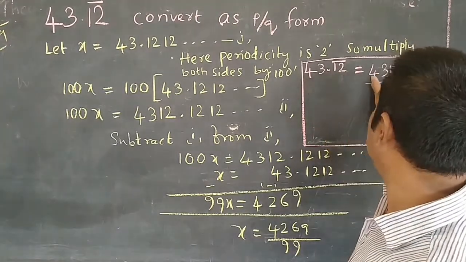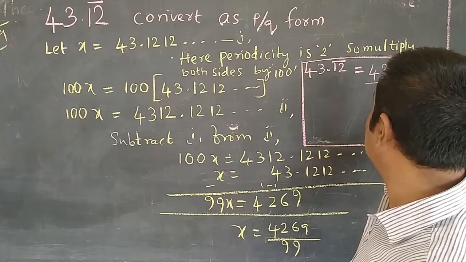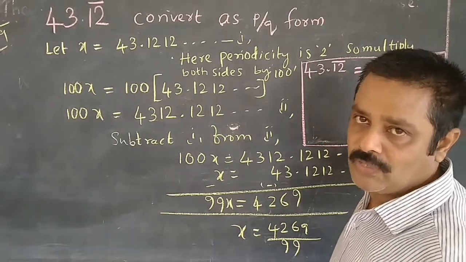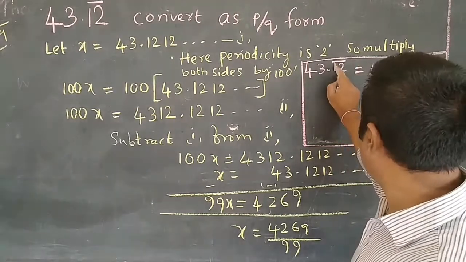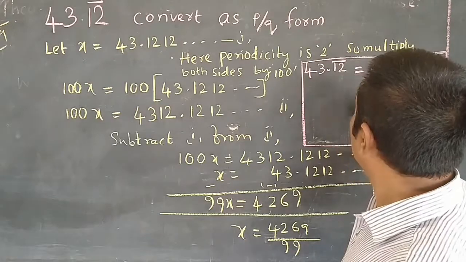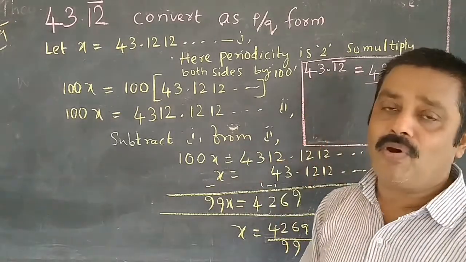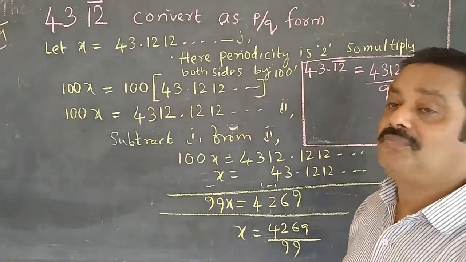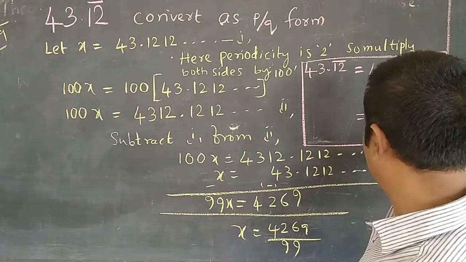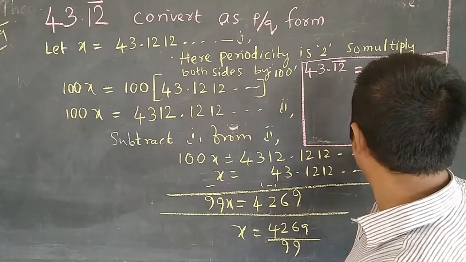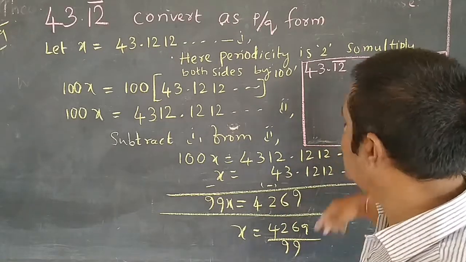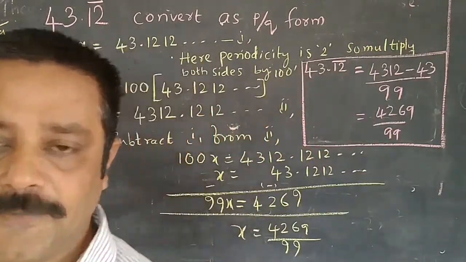Try to understand once again. The total number, write it, minus the number without the bar, that is 43. Next, for the bar, how many numbers, that many 9s you write. After the point, without the bar, if any number is there, that many zeros you keep. So your answer is 4312 minus 43, already we did that one here also, 4269 by 99. This method is the direct method, the shortcut method.